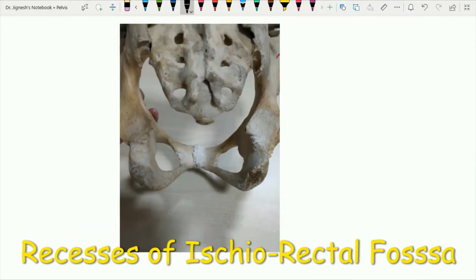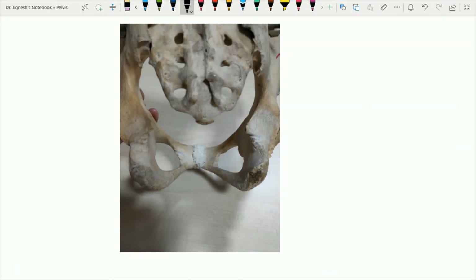Now let's see the recesses of the ischiorectal fossa. As we already know, this ischiorectal fossa is a wedge-shaped area on both sides of the anal canal, and here this is the limit of the imaginary line. The area in front of this is the urogenital triangle, and the whole area behind this imaginary line is the anal triangle.